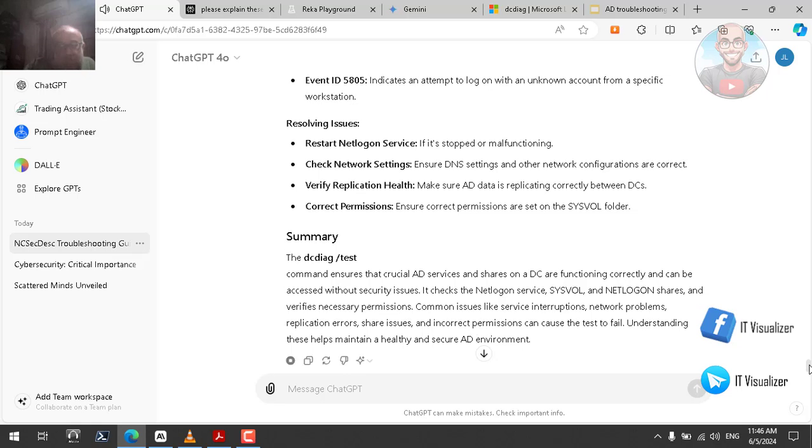Summary. The DCDIAG test Netlogon command ensures that crucial AD services and shares on a DC are functioning correctly and can be accessed without security issues. It checks the Netlogon service, sysvol, and Netlogon shares, and verifies necessary permissions. Common issues like service interruptions, network problems, replication errors, share issues, and incorrect permissions can cause the test to fail. Understanding these helps maintain a healthy and secure AD environment.